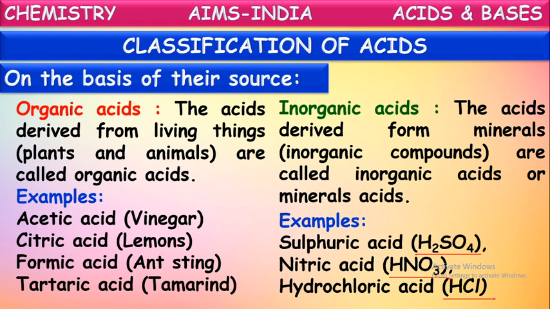So in this way, acids are classified into two types based upon their sources. If the sources are natural things like animals and plants, then those acids are called organic acids or natural acids. If the acids are derived from the minerals and they are prepared in the laboratory, then those acids are called inorganic acids or mineral acids.